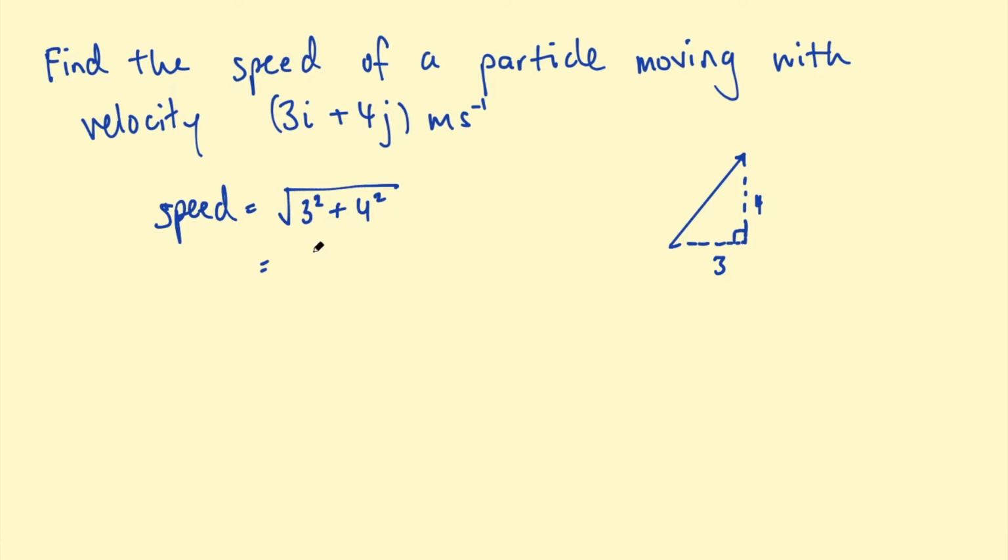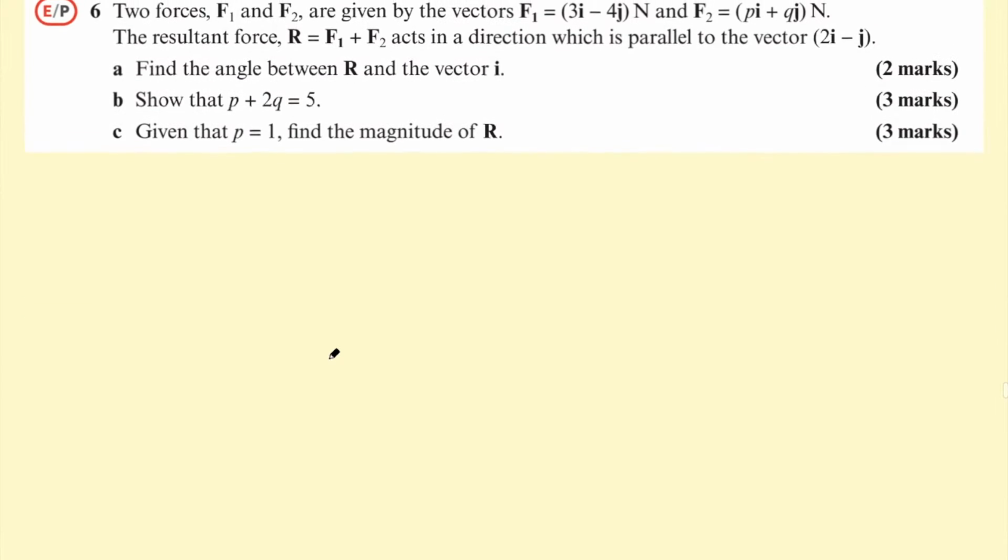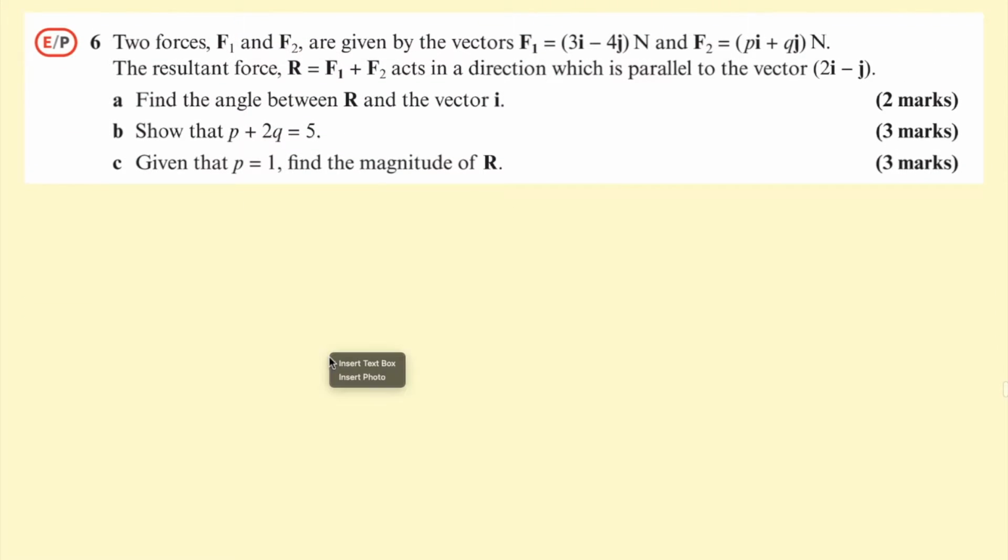Okay, so this should hopefully look pretty familiar. 3 squared plus 4 squared is 25. The square root of 25 is 5. So the speed there is 5 meters per second. So we're taking the skills we've learned so far and applying them in different contexts. All right, let's have a look at a couple of problem-solving questions.